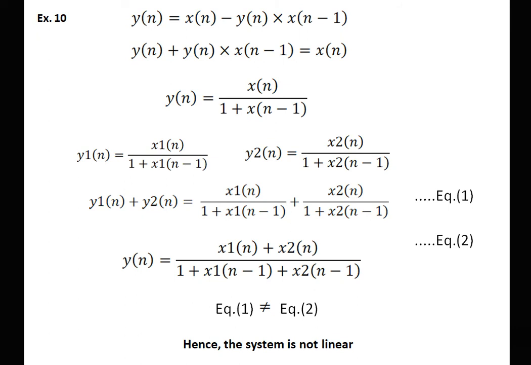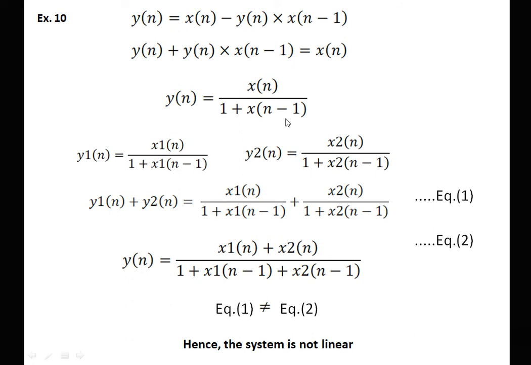Next example, y of n is equal to x of n minus y of n into x of n minus 1. Here on the right hand side, again y of n is there, so there is a need to arrange the equation. After arranging the equation, we get the answer: y of n is equal to x of n plus 1 plus x of n minus 1.